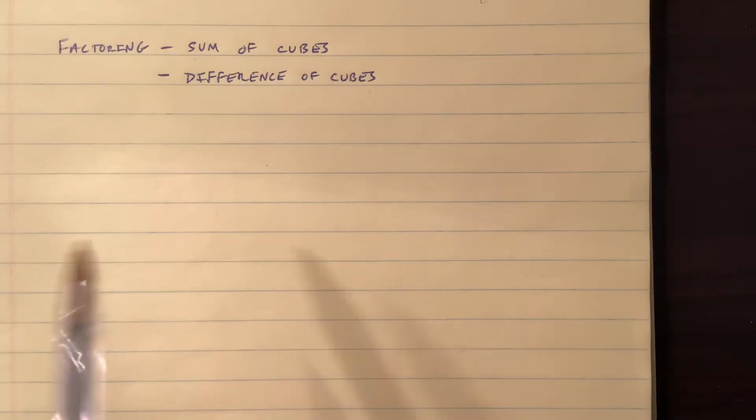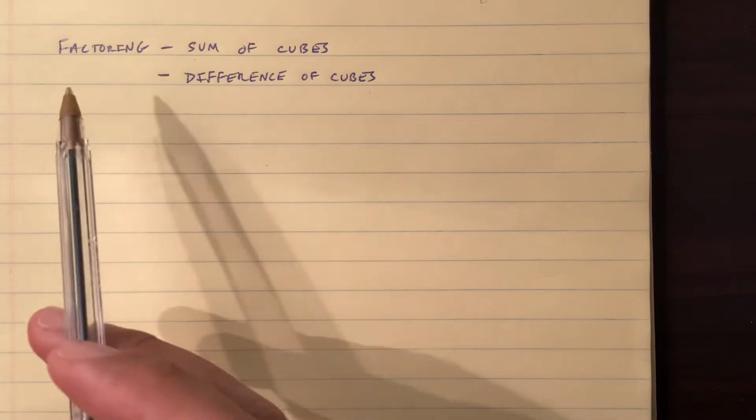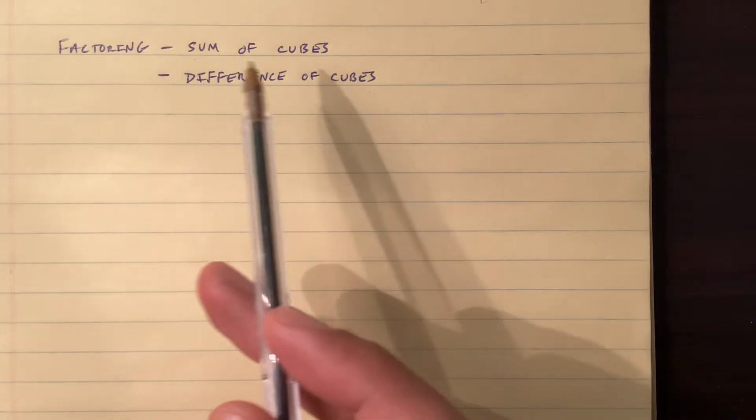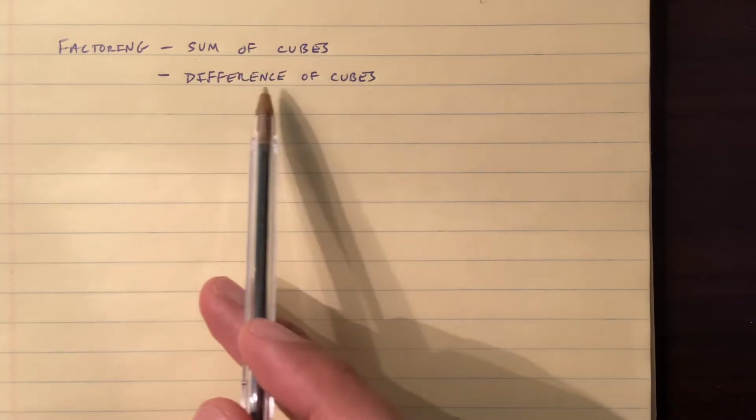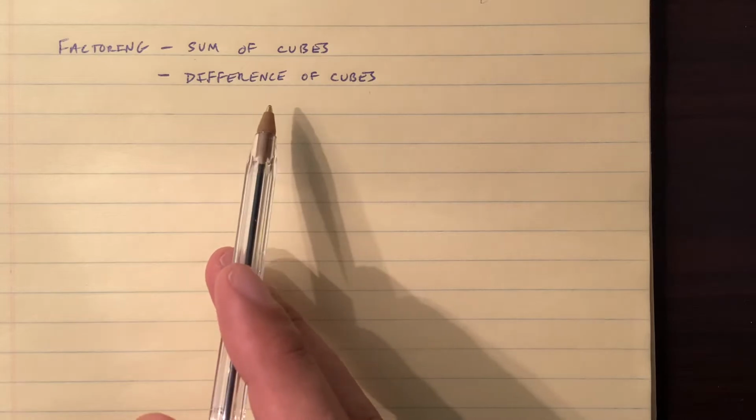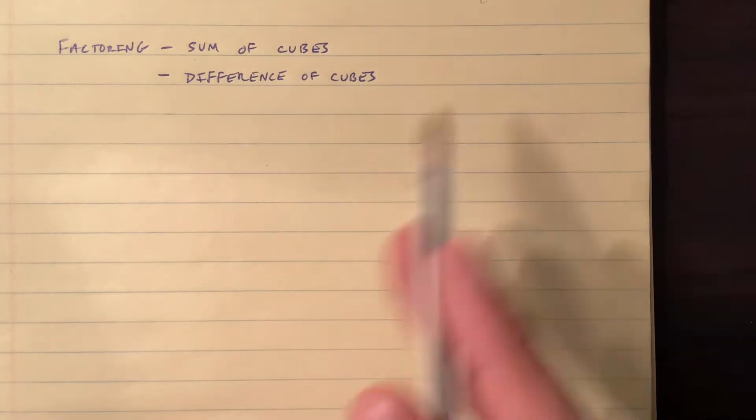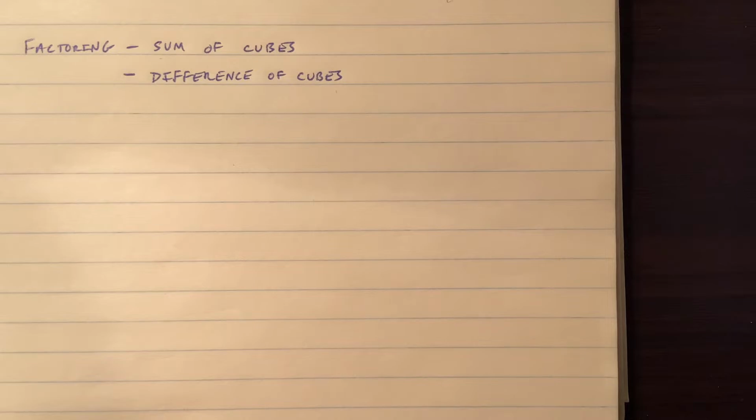Welcome back. In this video, we're going to be continuing our discussion of factoring techniques. We're going to see an example of the sum of cubes and one example of the difference of cubes. And let's take a look at what these formulas look like first.